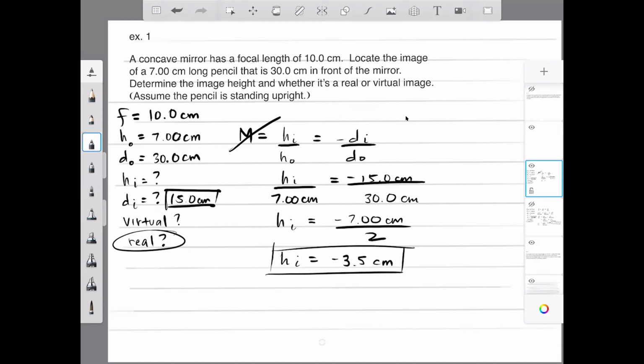Now, the question didn't ask whether the image is going to be upright or inverted, but just for the sake of completeness, we see that this is a negative number, so it's going to be inverted. Whenever HI is negative, that means your image is going to be flipped over. All right, so that's it for that one.